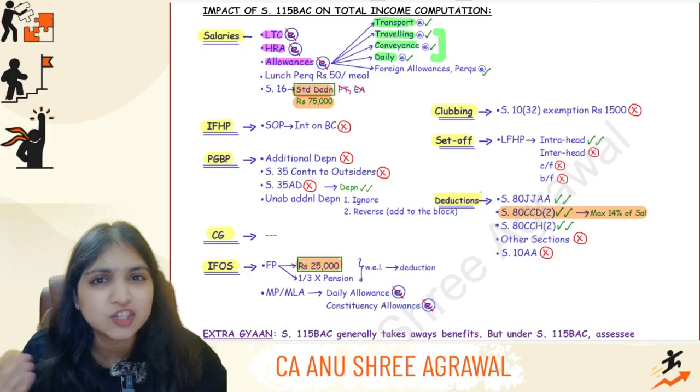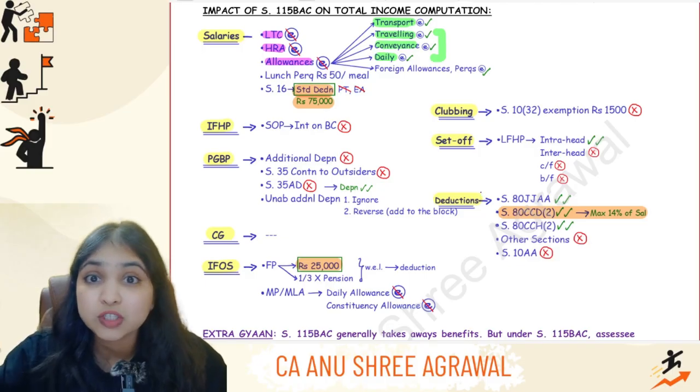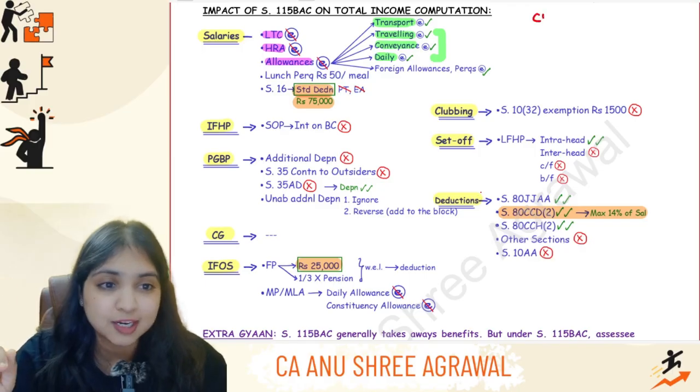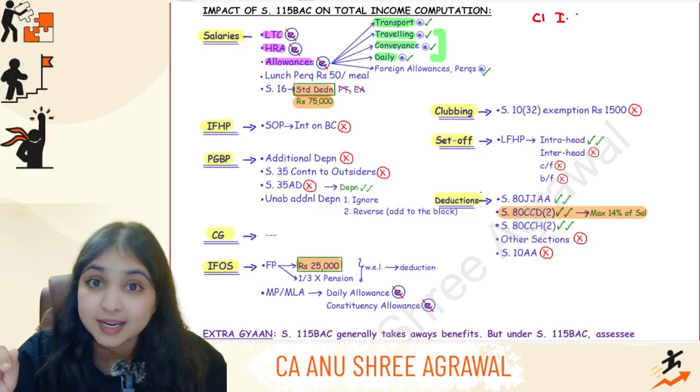Then you know, right, generally the salary income accrues wherever you render services. However, there's an exception. In the exception, condition number 1, the assessee happens to be an Indian citizen.